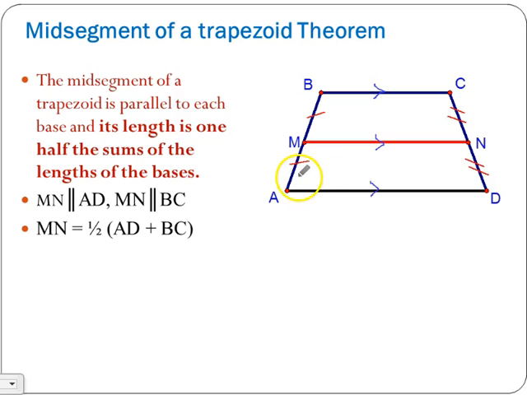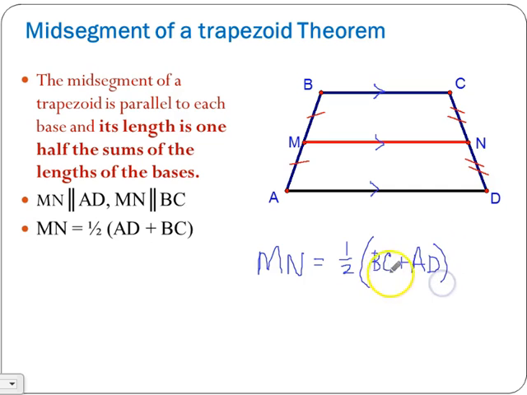And once we know that it's properly placed, the length of the mid-segment is half of the sum of the bases. So what does that mean? That means that the length of MN is going to be equal to half of the sum of our two bases. Our bases are BC plus AD. If we add our bases together and divide by 2, it's going to be the length of our mid-segment. So that is the mid-segment theorem.